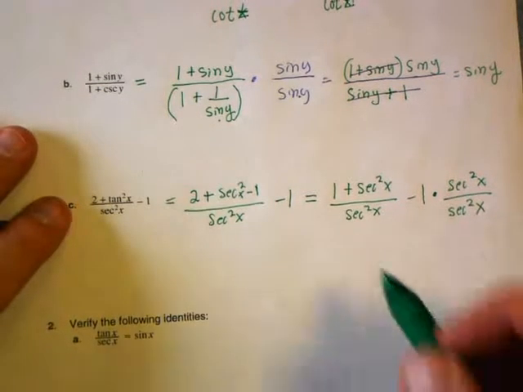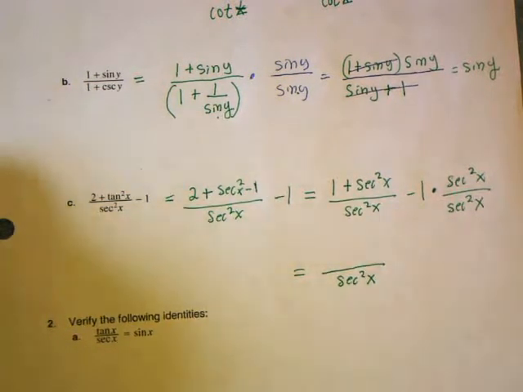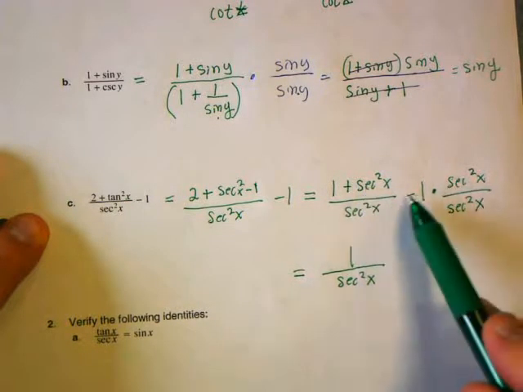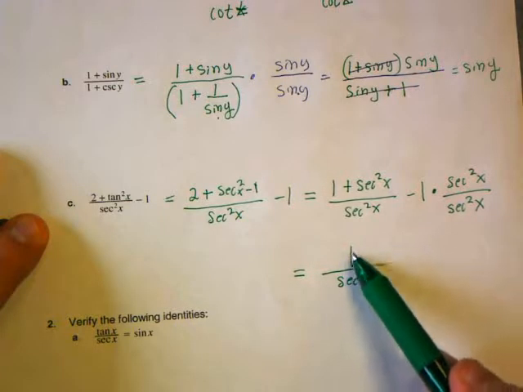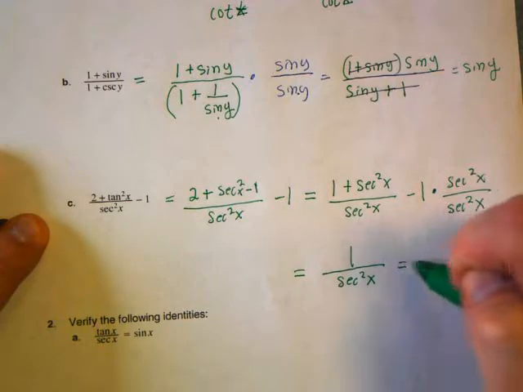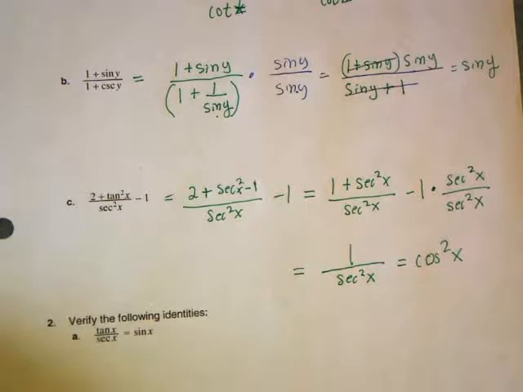Then look what I have. I've got secant squared x on bottom. Half is 1. What do I have on top? Just the number 1. Because a secant squared minus secant squared, those add up to 0, don't they? All right, so final answer, what's 1 divided by secant squared? Cosine squared. So I think that's what we want for our final answer there is cosine squared. A little complicated. That one was a little complicated.